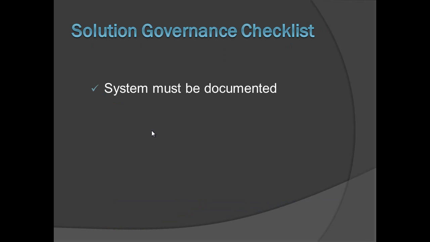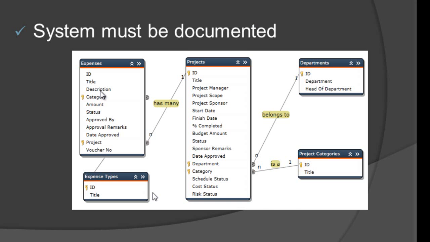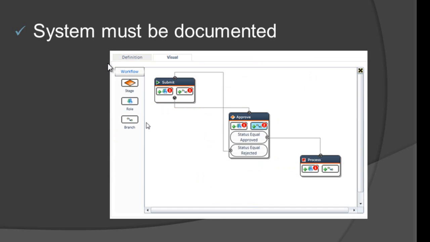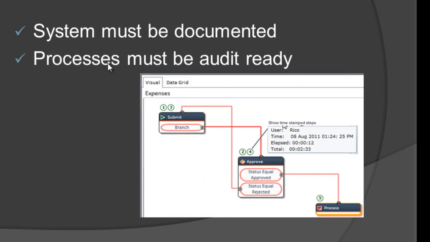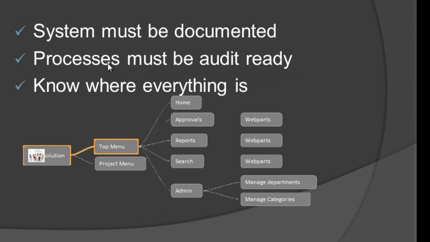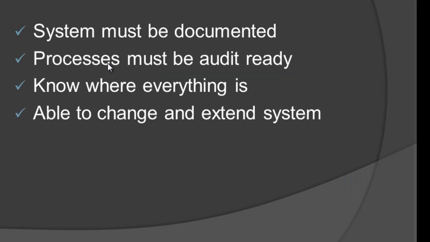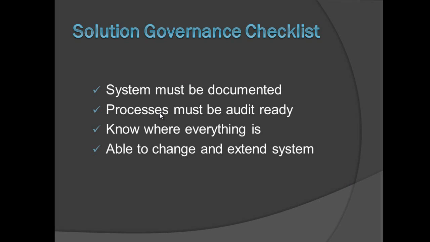Now, once you deliver the solution, we also include good practice, which means the system must be documented with an ER diagram. It must be documented with a process flow, and all your processes must be auditable, okay? And it also gives you a map of your system, where everything is. So the final delivery is a system that works and also enables you to change and extend it.